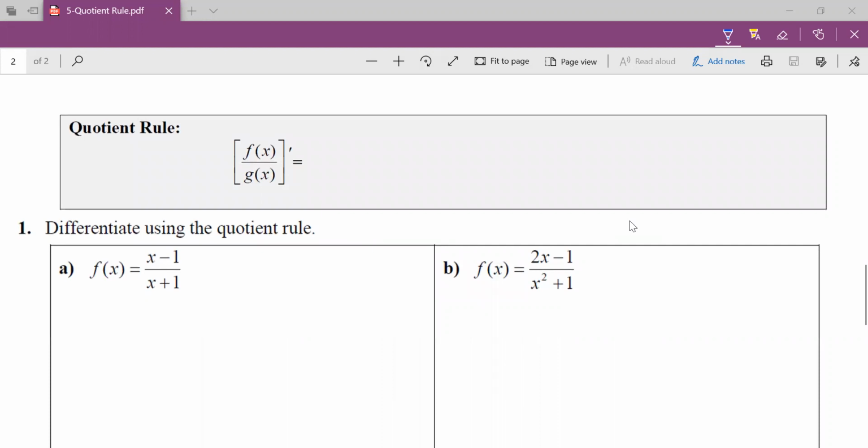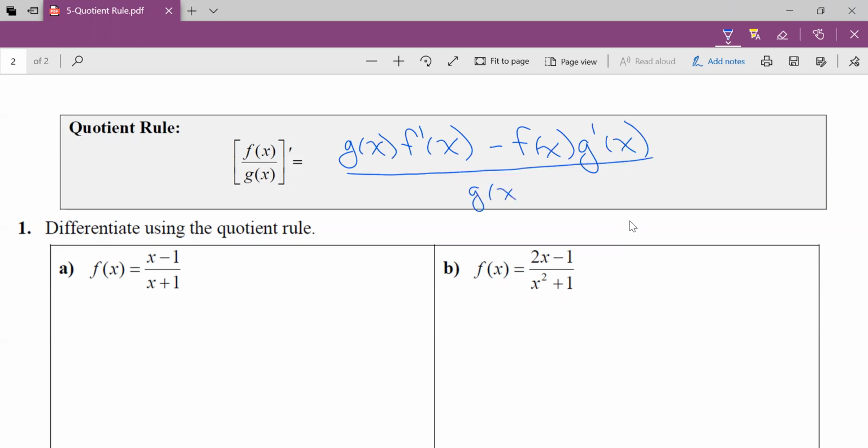Again, I'm just going to give you the rule instead of doing an investigation. Here's how it goes. We are going to take the derivative of two functions that are being divided. What we end up with is something a little bit more complicated than the product rule. It goes like this: the bottom function multiplied by the derivative of the top, minus the top function multiplied by the derivative of the bottom, all over the bottom function squared.